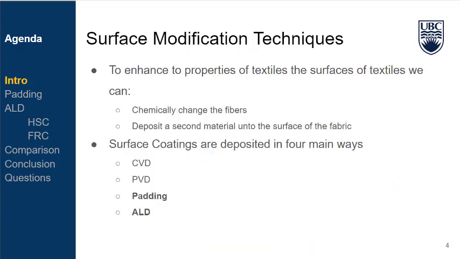In order to enhance the properties of textiles, we can manipulate two main properties. First, we can chemically change the composition of fibers. This is difficult as many products have mechanical or financial restrictions. Second, we can deposit a surface coating on the fabric itself, allowing for a wide variety of possible property enhancements for a single fabric. To deposit these coatings, there are four main processes.